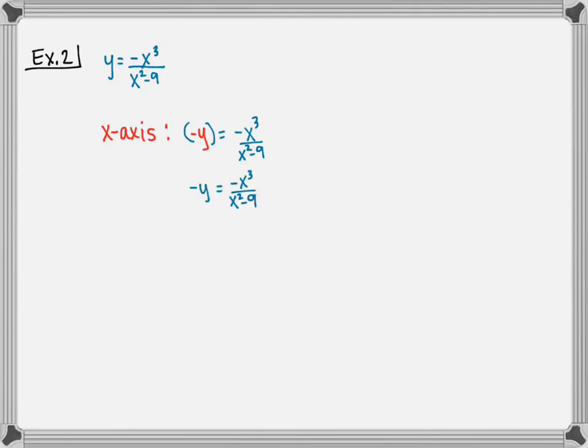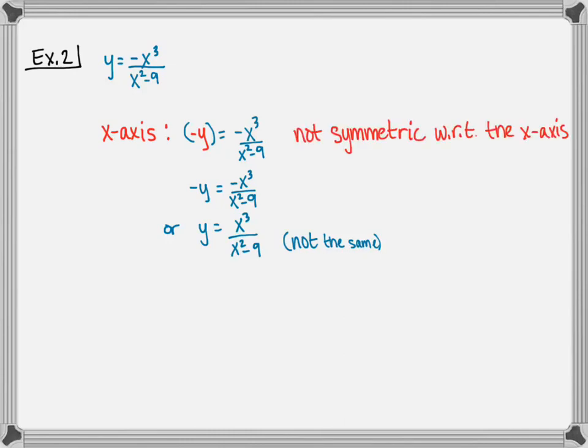Let's look at a second example. y equals negative x cubed over x squared minus 9. For x-axis symmetry, let's substitute in negative y for y. So this simplifies: negative y equals negative x cubed over x squared minus 9, or dividing everything by negative 1, y equals x cubed over x squared minus 9. This is not the same as the original equation, so the graph of this equation is not symmetric with respect to the x-axis.